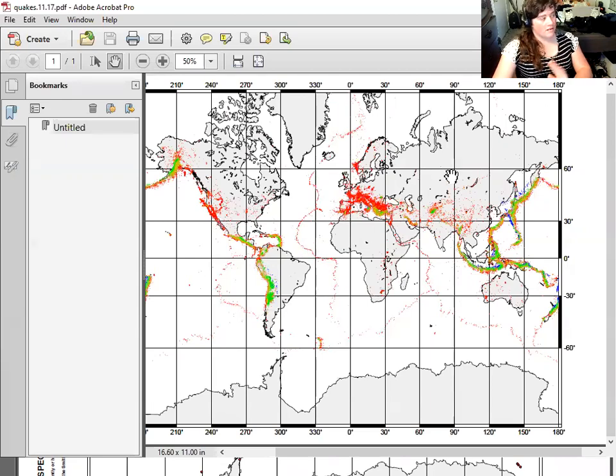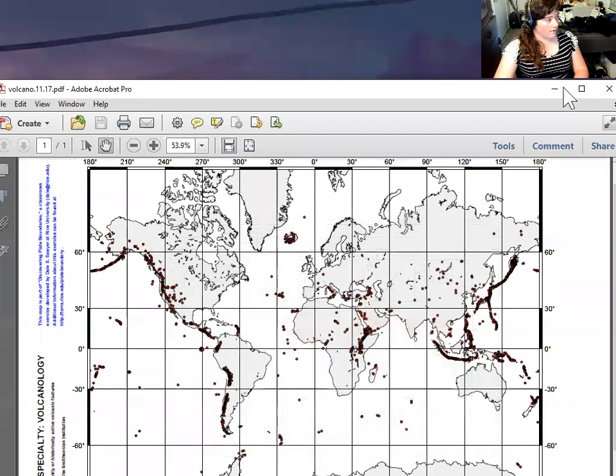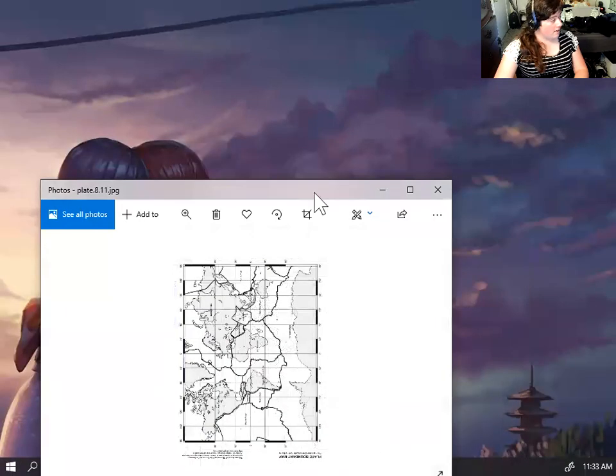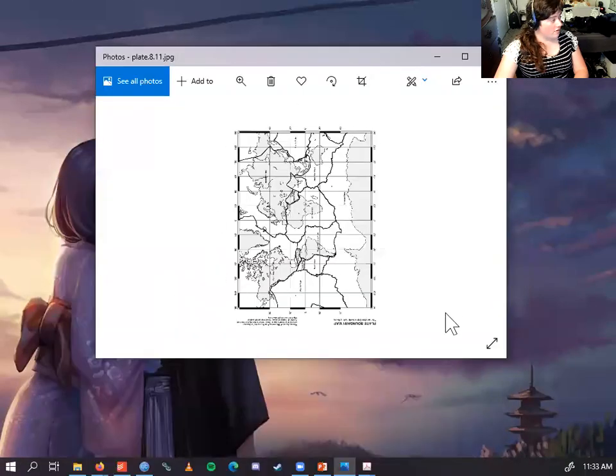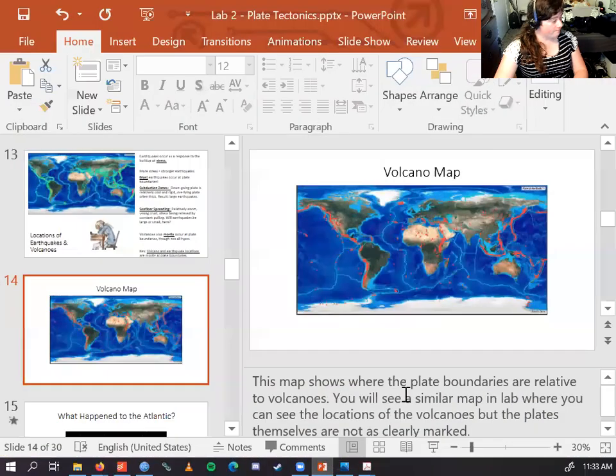The colors refer to intensity of earthquakes. You don't really have to worry about that much, but it's just kind of cool to see where the most intense earthquakes are occurring. Does anybody have questions about either this map, the earthquakes map, or the volcanoes map before I jump back to the PowerPoint? Okay, that sounds like a no. So let me jump back into PowerPoint, and I will talk about this figure in just a bit.